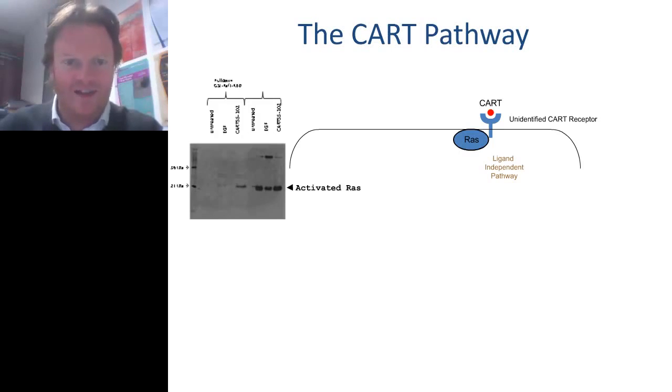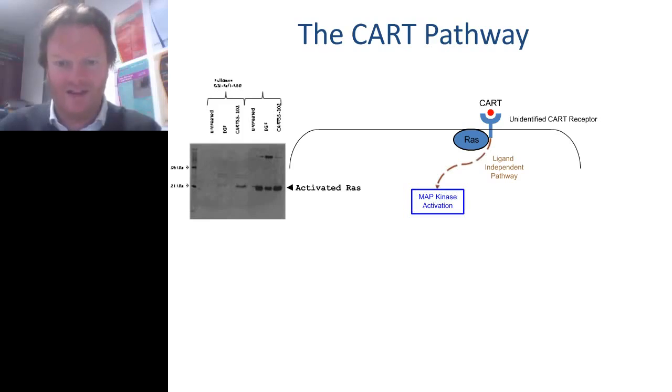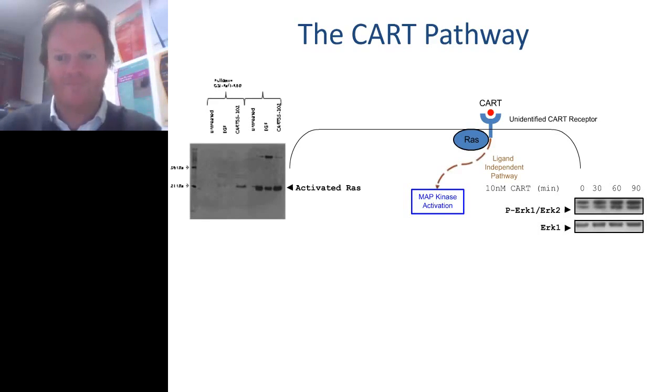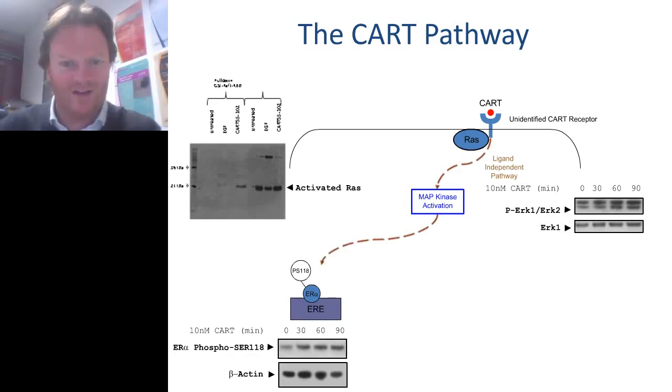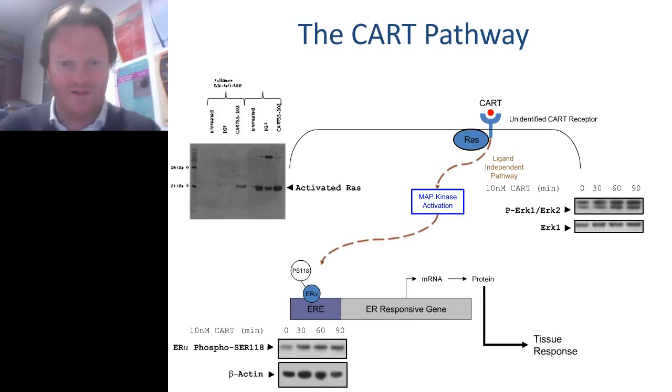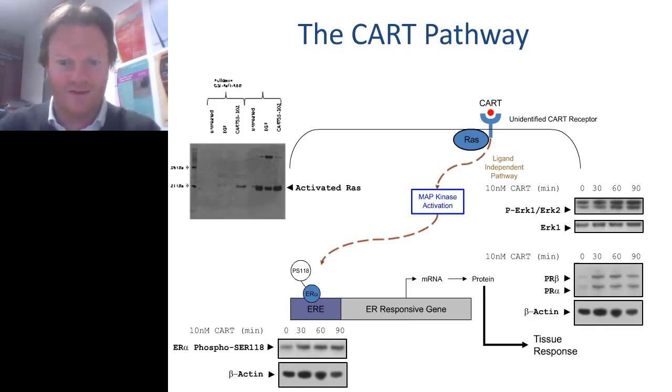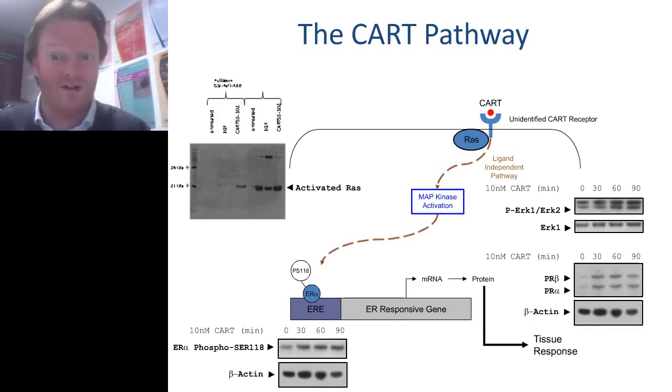So certainly what we think we've shown at this point is that CART binds to this unknown receptor, activates RAS, so we can see when we treat with CART compared to a positive control, we see this very strong activation of RAS, which activates the MAP kinase pathway as evidenced by phosphorylation of ERK. This leads to phosphoserine 118 estrogen receptor phosphorylation, which leads to the transcriptional activation of the estrogen receptor and a tissue response, which we can measure based on the expression of ER target genes.